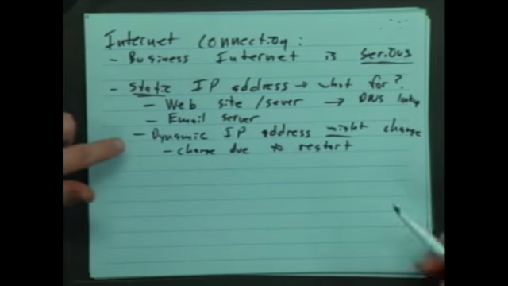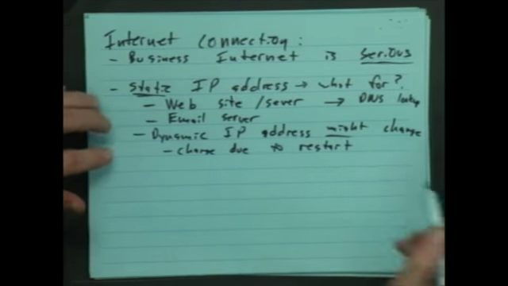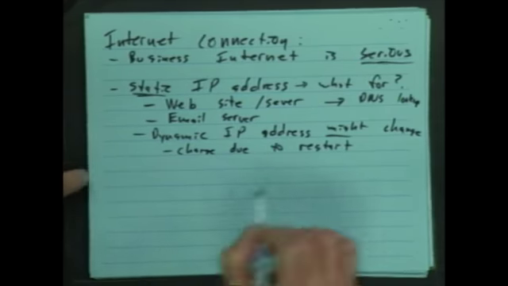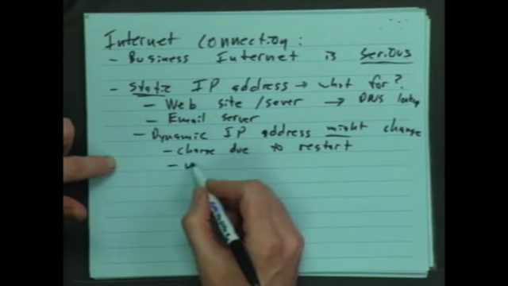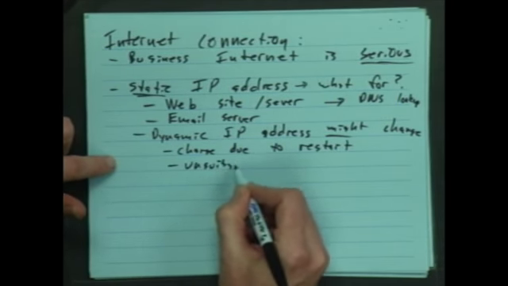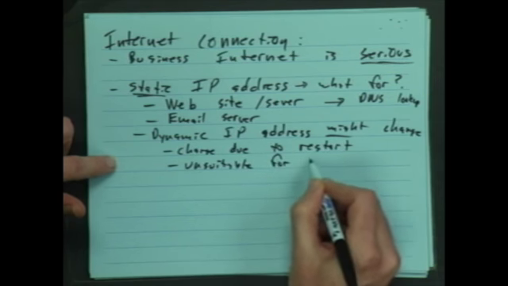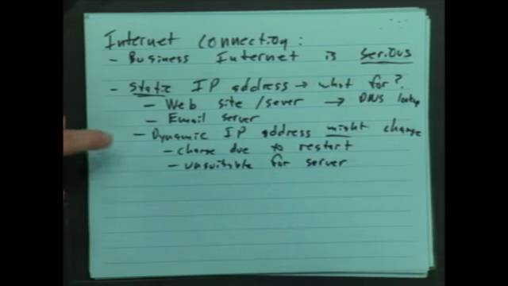We're not going to really discuss that. You guys can do it more in 4.16 or 4.17. So it'll change due to restart and other things. But anyway, this is usually unsuitable for a server. So usually a server is assigned a static IP address. Clients are given a dynamic IP address.